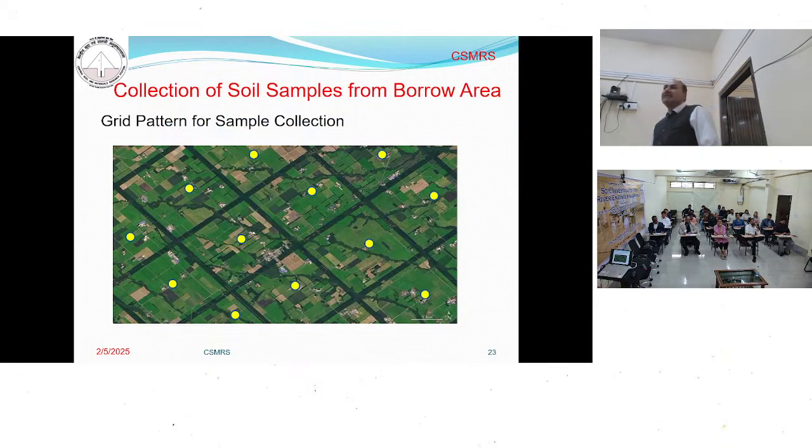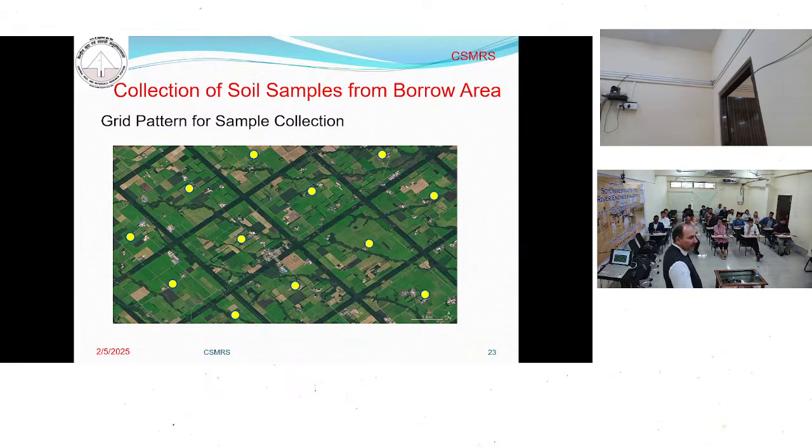Now the question arises: you have identified a borrow area. Suppose this is your borrow area. How do you collect the sample? The sample should be collected in such a way that the overall sample is representative of your whole borrow area. It should not be like that if you are collecting a sample only from the center and saying, sir, please clear my whole area. The sample should be evenly spread over the whole area.